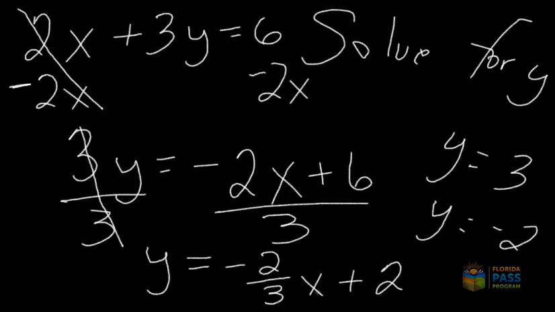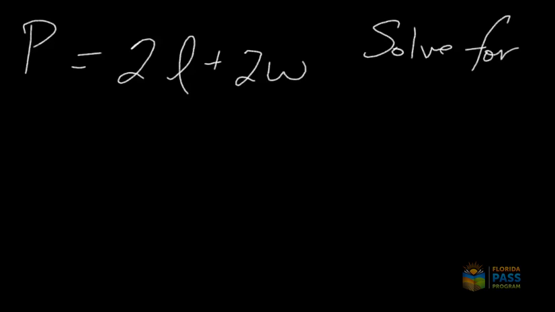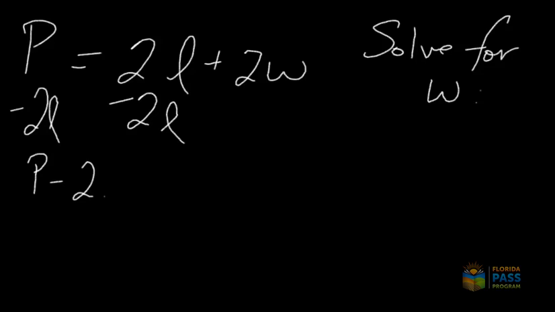In this example, here we have P equals 2L plus 2W. In this example, we're going to solve for the W. So that means I need to move the 2L to the other side. You're doing it the exact same way. Instead of adding 2L, I'm going to subtract 2L because you have to do the opposite of what you see. Do not allow all of the letters to confuse you. Most students do that. P minus 2L equals 2W.